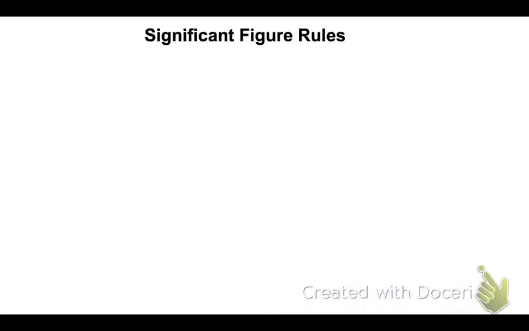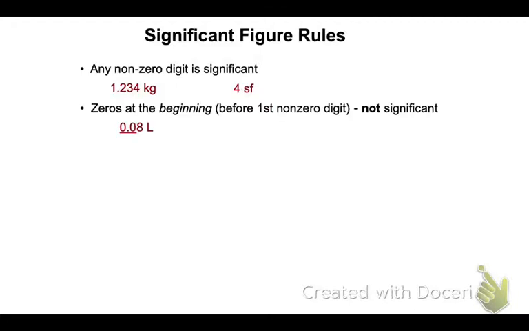Now let's look at the significant figures rules. All non-zero digits are significant. So any measurement that doesn't have zeros in it, all the digits are significant. So this measurement has 4 sig fig. Zeros at the beginning, which are placeholders before the first non-zero digit, are not significant. So in 0.08 liter, those underlined zeros are just placeholders, and therefore they are not significant. I did not read that, and therefore I have 1 significant figure in this measurement.